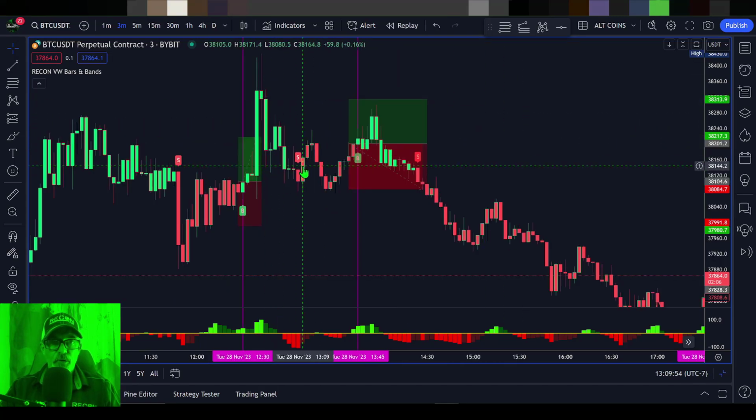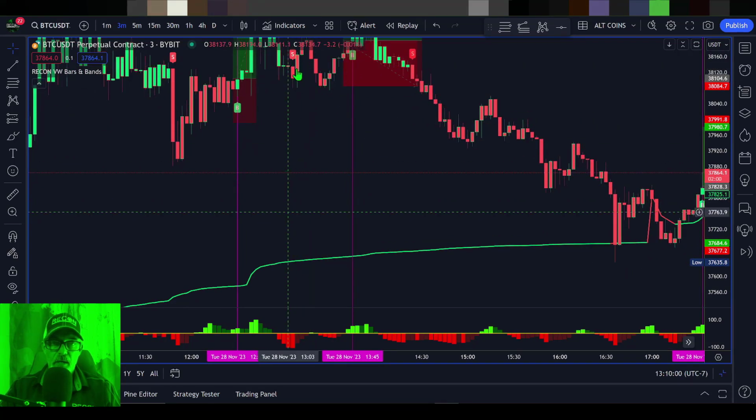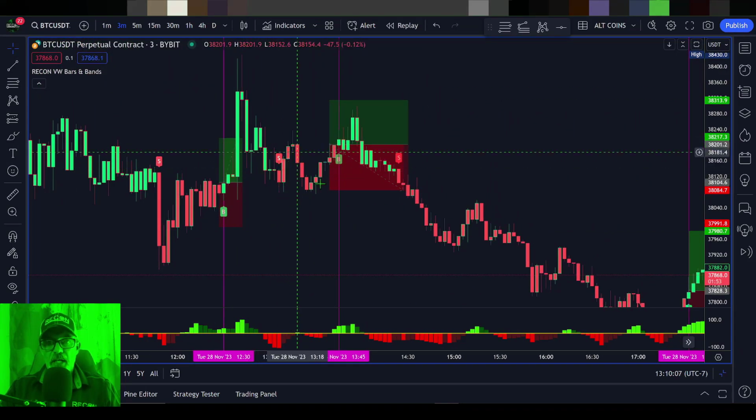Now the price rolls over, another sell signal fires off. However, again, way above VWAP. There's a lot of open air there, so I don't want to get involved with that. And so then the price kind of chops along.